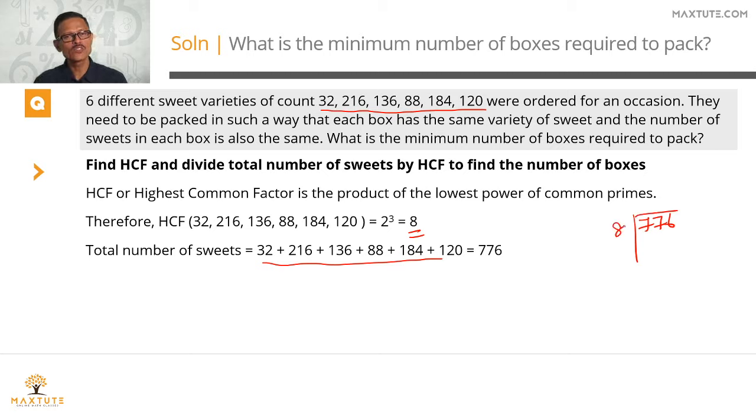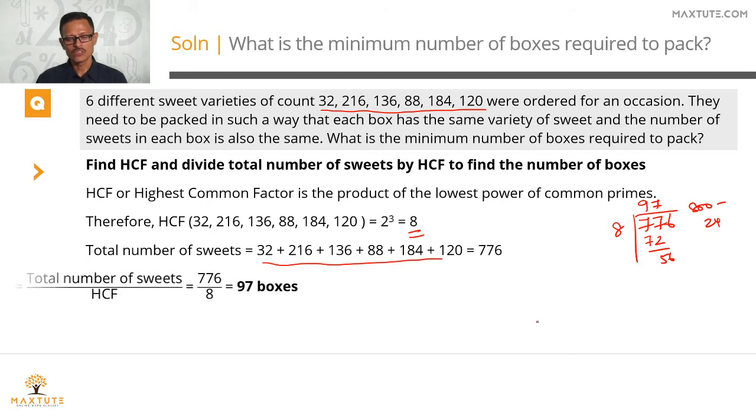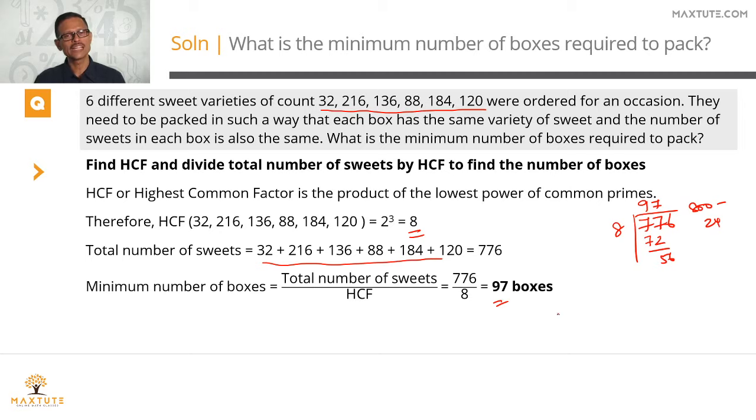I have 8 sweets going into a box. We'll find out what this number is. 77 by 8, that's going to leave me with a 9, 72, 56, that's going to be a 7. Probably a quicker way of doing it is, this is 800 minus 24. 800 is 100 times 8. 24 is 3 times 8. So 100 minus 3 would have given you the same 97. So number of boxes required is equal to 97.